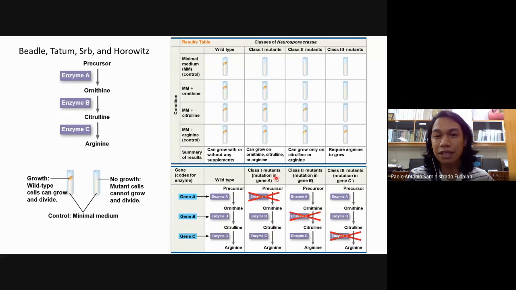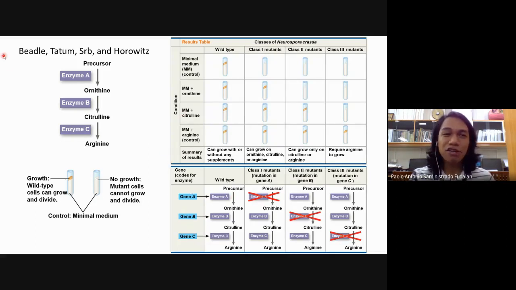That's class 1 mutants. Class 2 mutants lack enzyme number 2 that turns ornithine into citrulline. And so they can only survive when provided with citrulline and arginine. And of course, class 3 mutants will only survive when provided with arginine because they lack the enzyme that turns citrulline into arginine. So they have to be given arginine directly so that they will survive, no? So I hope you can get this table, no? You can understand it.